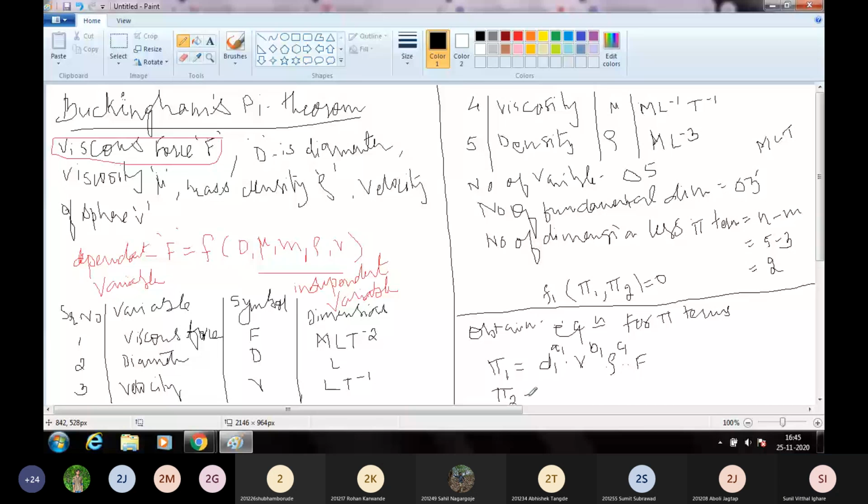Pi 2 in the same way: D2 raised to A2, then V2 raised to B2, then rho 2 raised to C2. F is force, which we are going to find, and pi 2 has mu, which is a repetitive variable. If you see, M L T are the repetitive variables, or repetitive dimensions, so that we have to select, that is mu. So this is the way we have written pi1 and pi2. You just remember pi1 and pi2. For our next procedure, this is very important. You just remember this for understanding purposes.